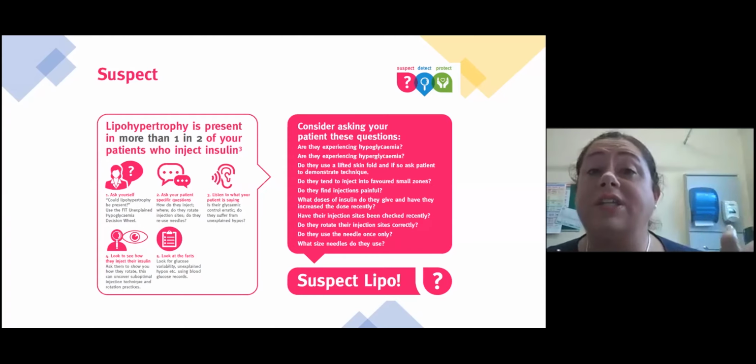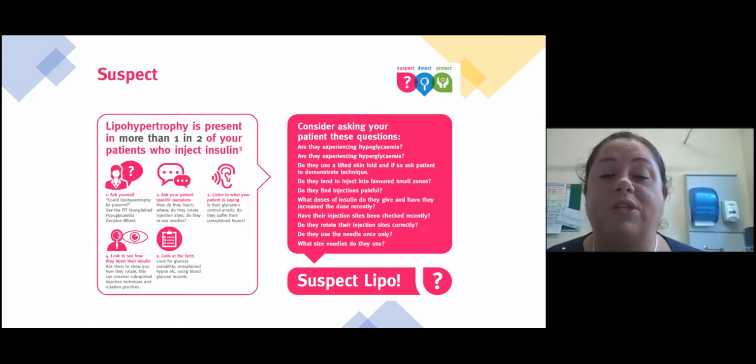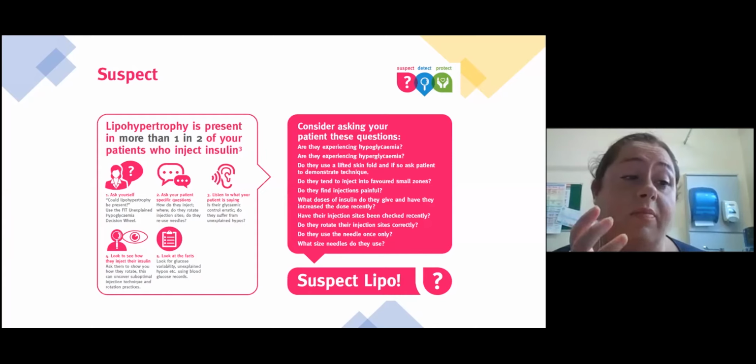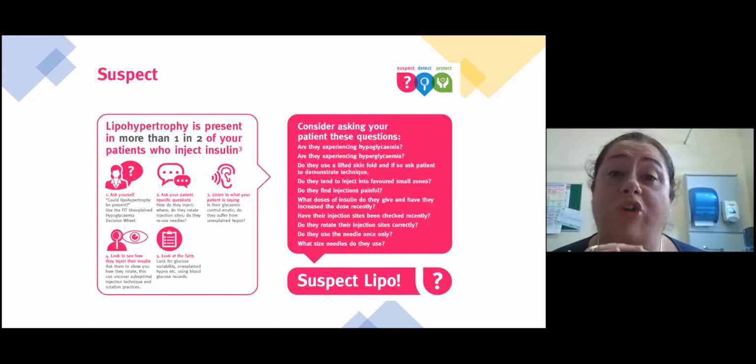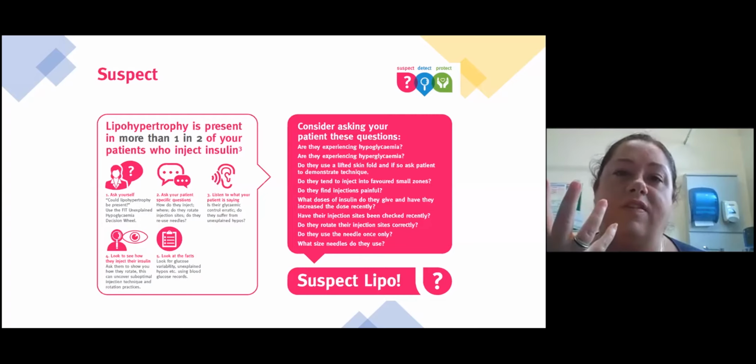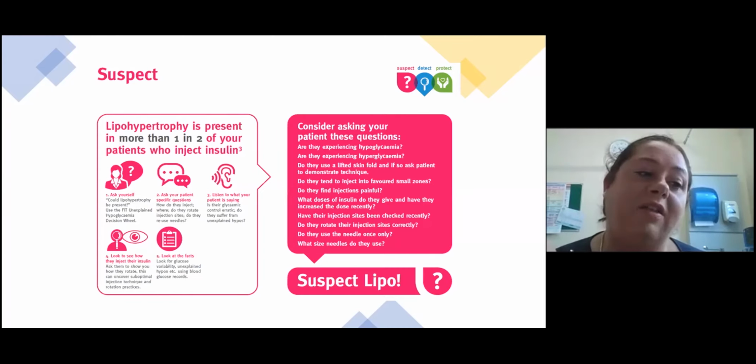Do you find your injections painful? Do you find that maybe you go really high after a meal? Just simple little questions like that can all lead to suspecting lipo. The other thing is, if they are telling you that their injection sites are not painful, then that does raise questions for me, because I do think a new site can be painful. So then they revert back to their comfort site.